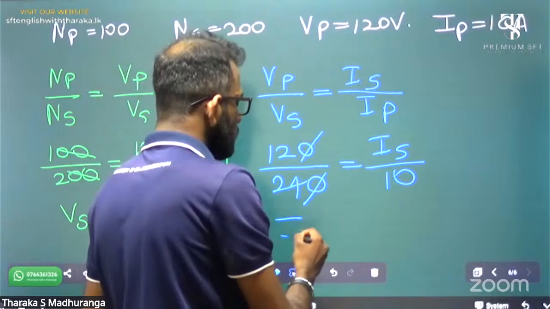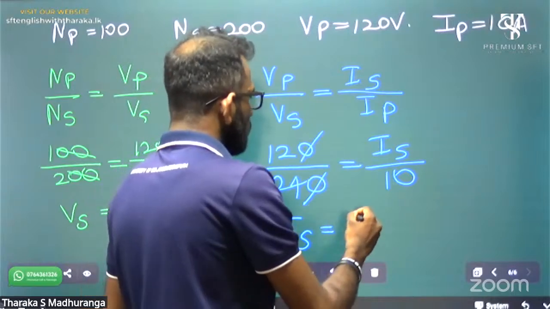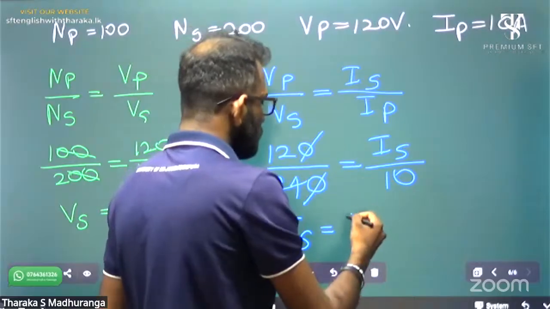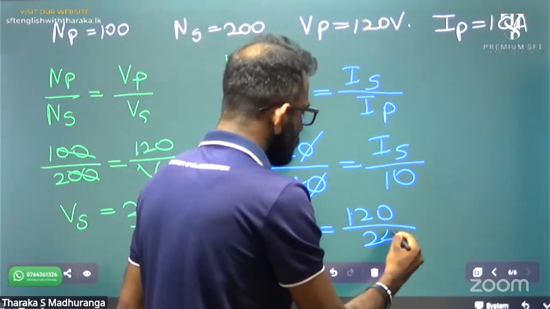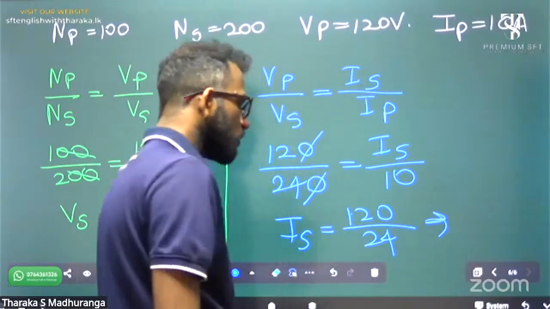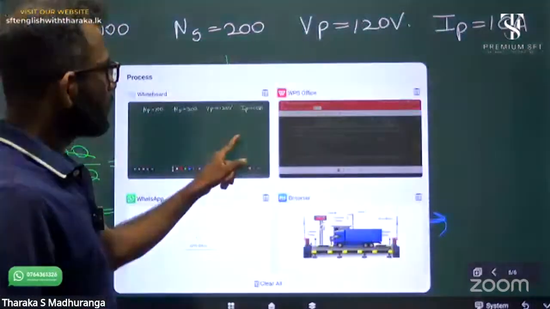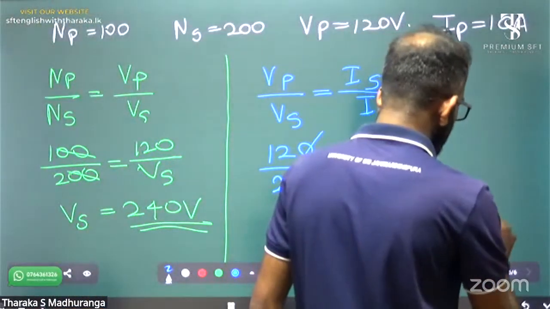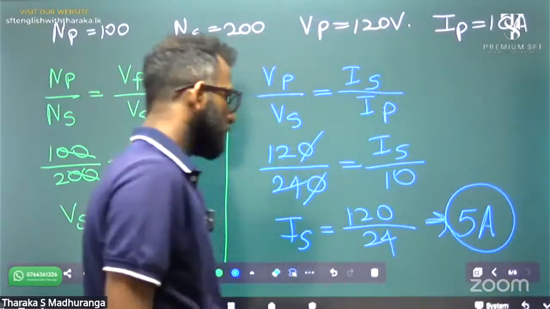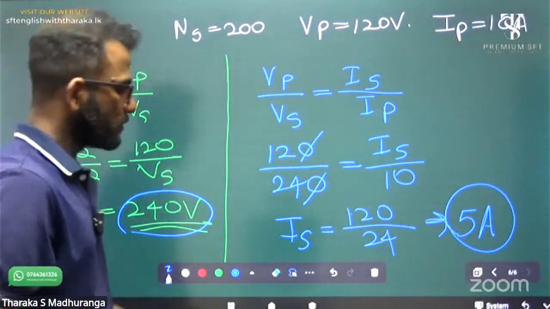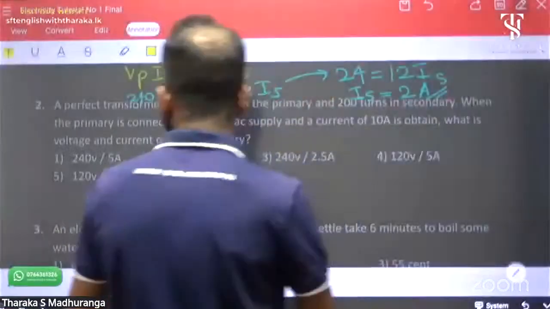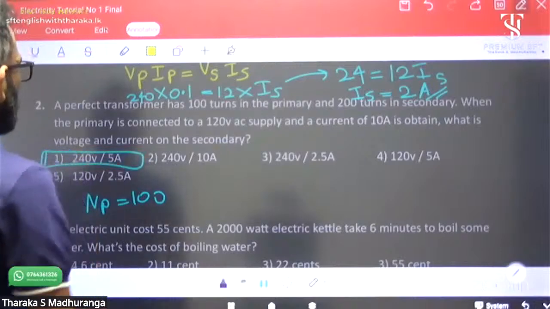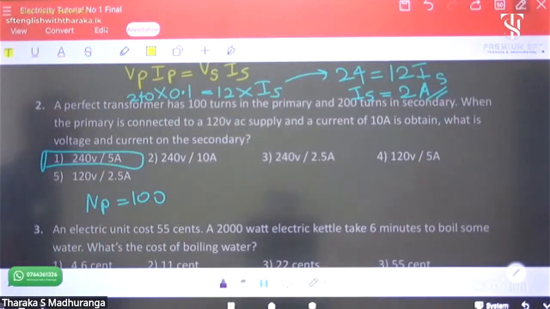IS equal 120 over 24. It's 5 ampere. So 240 voltage and 5 amperes. Answer number 1. Okay, they are the exam type questions.